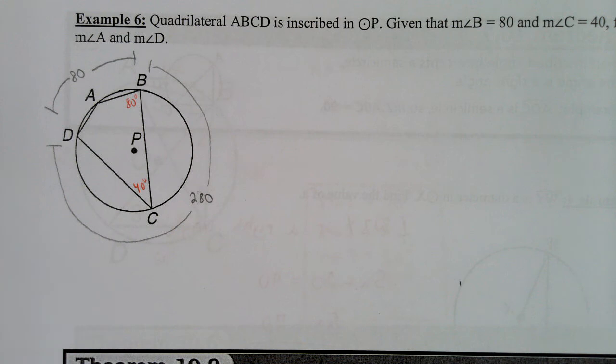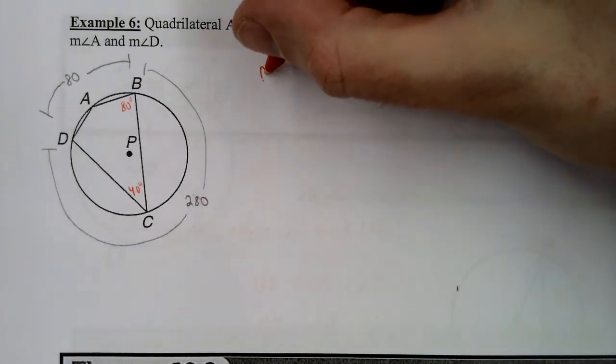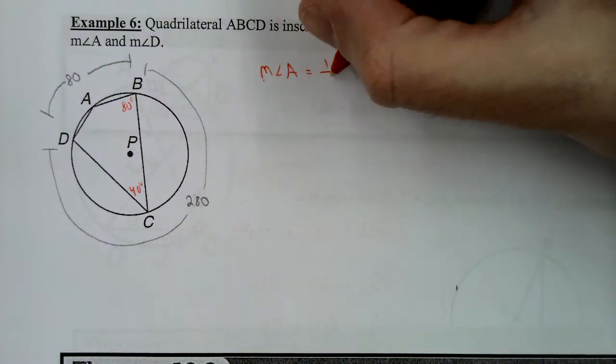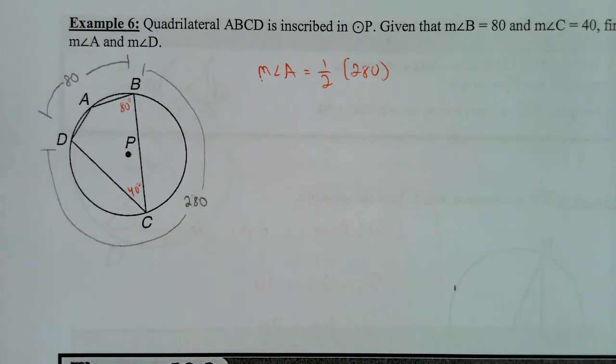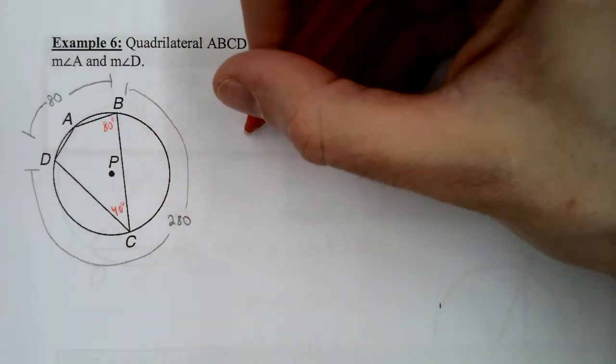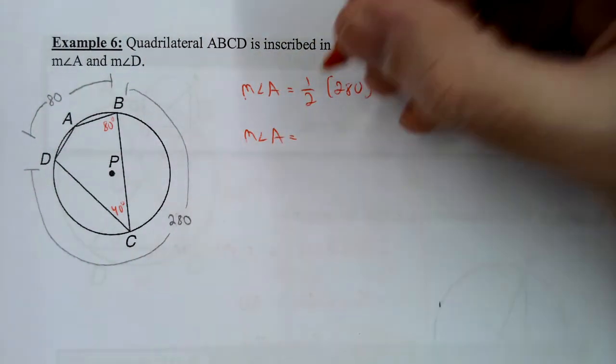Angle A is inscribed in that 280-degree arc, so angle A has to be half of that. I'm going to say that the measure of angle A equals 1/2 of 280, because that's the arc it's intercepting. So the measure of angle A has to equal 140 degrees.